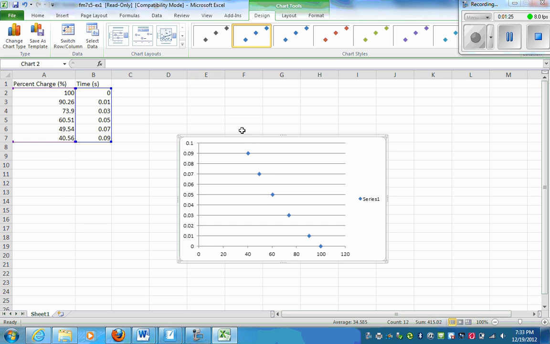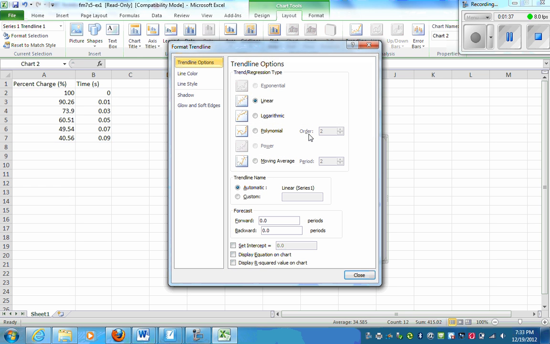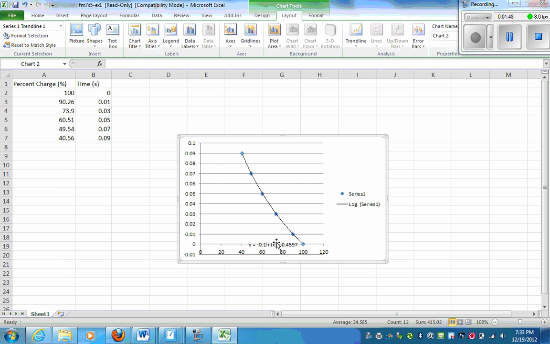There we go. So you can see how that's kind of the shape, a logarithmic shape. A decreasing function, so we would expect a to be negative. Okay, we go to layout, we go to trend line, more trend line options. Instead of exponential, linear, or polynomial, guess what? Logarithmic. We want to display that equation. And there we go. Here's our equation.